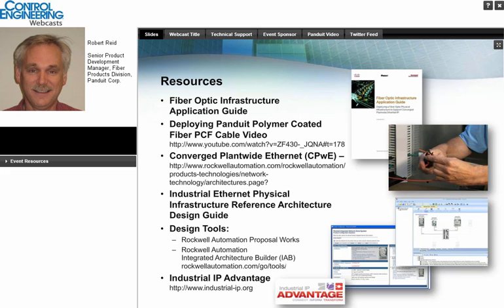LC connector, the Lucent connector or little connector: anything that's above a gigabit per second, you're going to see an LC connector on the transceiver. There are rare exceptions to that rule. So it's really the transceiver that dictates the connector system.